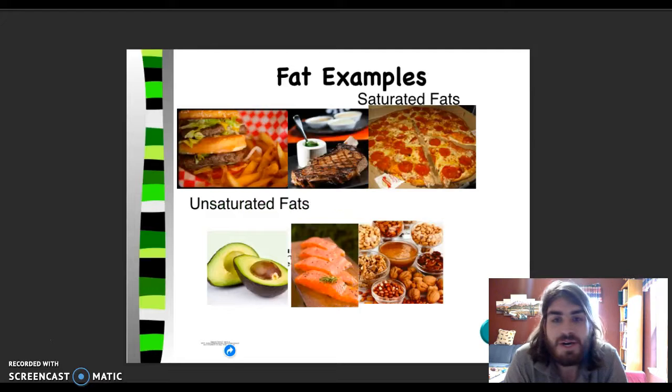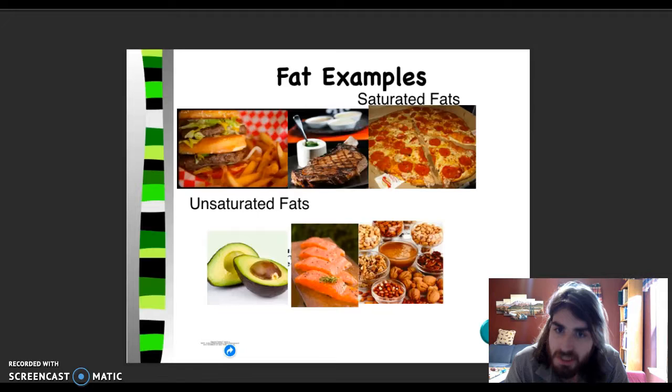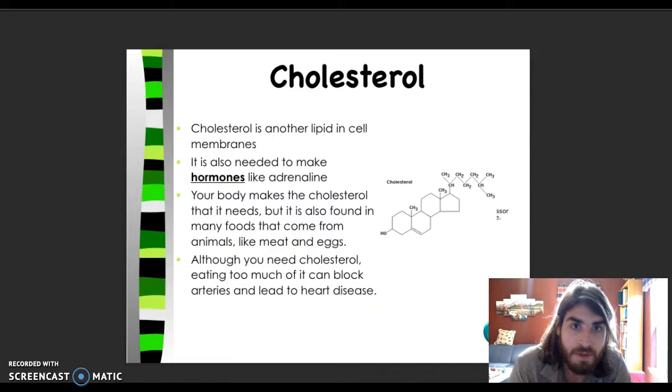Fat examples. I think we all have a few examples of fatty foods that we enjoy, but as you see, hamburgers, steak, pizza, avocado, it looks like some sort of fish, maybe salmon or tuna. But now I'm just hungry.